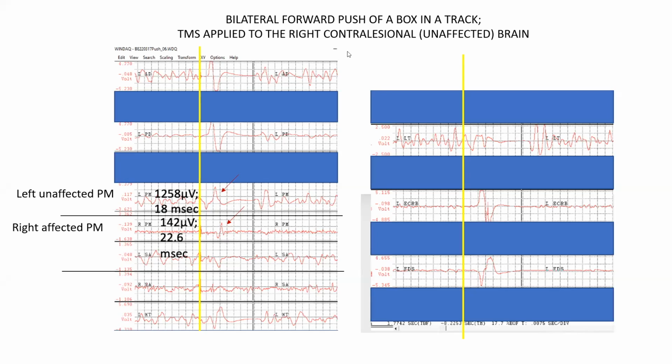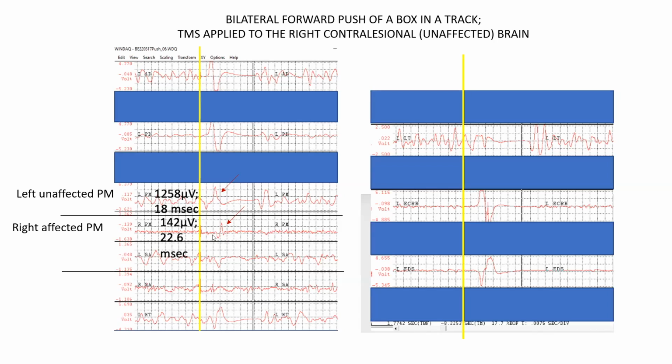And TMS is applied to the right contralesional or the unaffected brain. So it's applied to the right brain. And so we have here a nice MEP in the anterior deltoid on the left. And we have a nice MEP in the posterior deltoid on the left. And we have a nice MEP in the unaffected left pectoralis major.